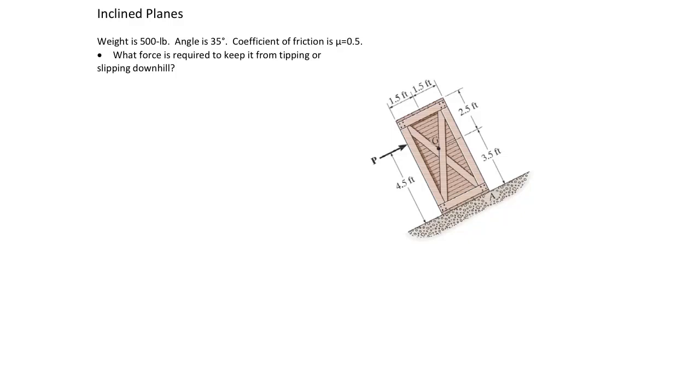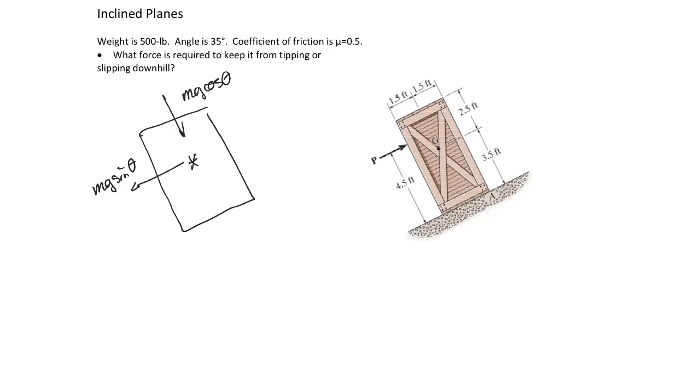So we have a two-scenario situation that we have to consider. So let's draw a free body diagram, and we've got a center of gravity. There's going to be an mg sine theta, mg cosine theta. There's a pushing force. I'll put that P here. Let's consider the slip scenario first.